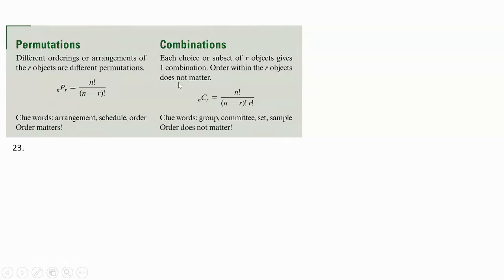We're down to permutations and combinations. This is the formula for permutations. It's nPr, which is n factorial divided by (n minus r) factorial. The clue words for permutation are arrangement, schedule, order, or order matters. For combination, it's nCr, which means n factorial divided by (n minus r) factorial times r factorial. The clue words are group, committee, set, sample, or order does not matter.